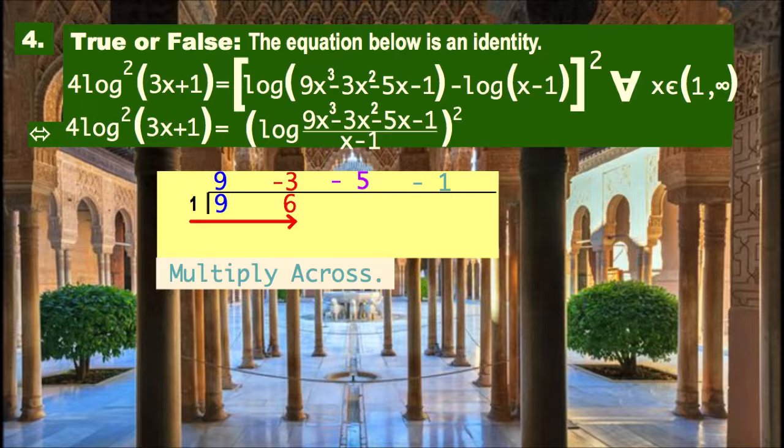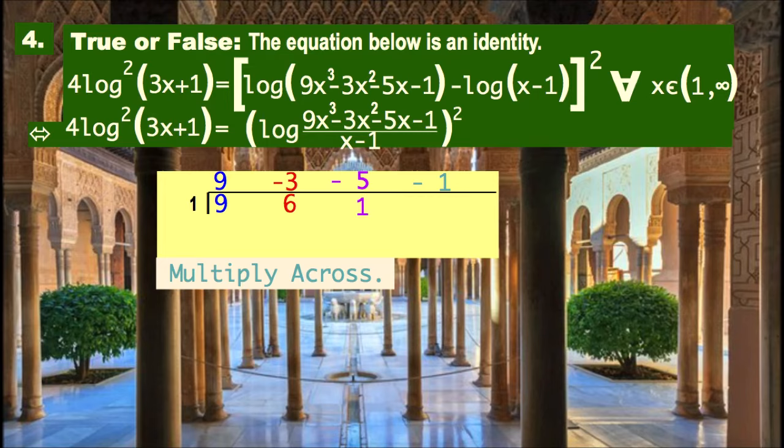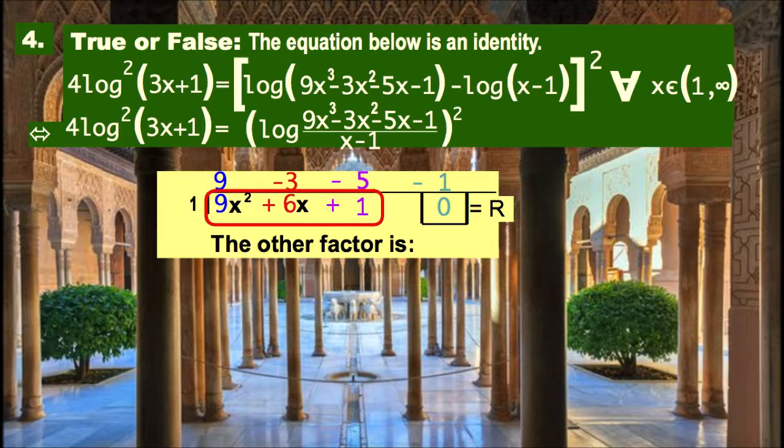Perform that again. Multiply across. 1 times 6, which is 6. Add diagonally, add -5, 1. Wonderful. One more time. Multiply across. 1 times 1 plus -1 is 0. Wonderful. Now the remainder is 0, and the other factor is 9x squared plus 6x plus 1.